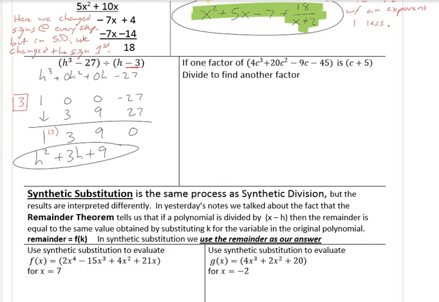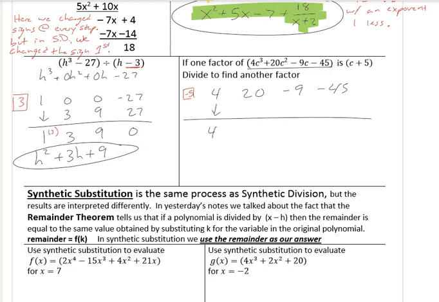And one last one I'm going to show you is the one on the right. It says if one factor of this is this, if it's a factor, that means I'm going to get an answer of 0. Then divide to find another factor, which means your answer is just going to be the other factor. So my box is a negative 5. My numbers are 4, 20, negative 9, negative 45.